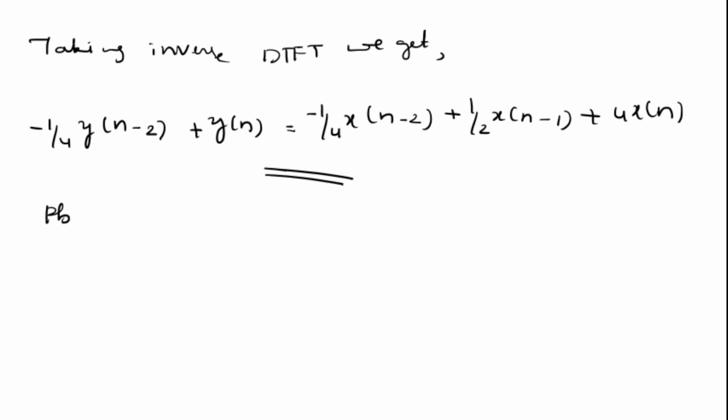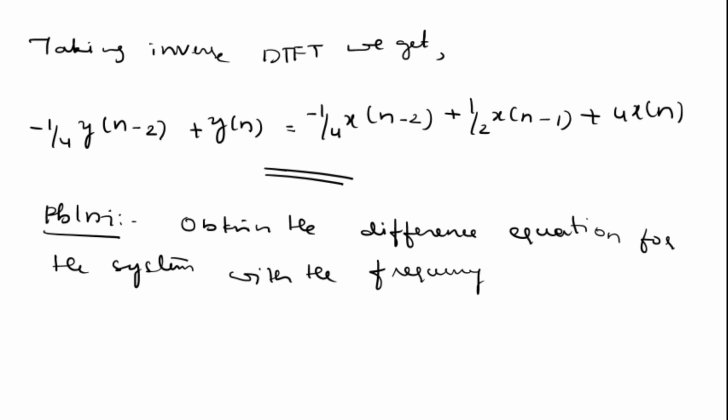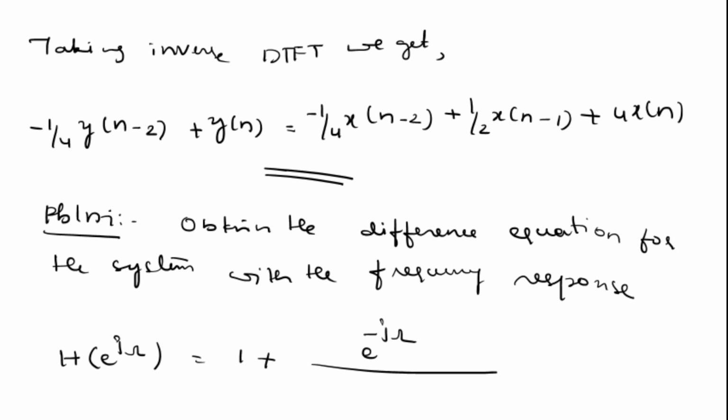Next problem. Obtain the difference equation for the system with the frequency response H(e^jΩ) = (1 + e^(−jΩ))/((1 + ½e^(−jΩ))(1 + ¼e^(−jΩ))).